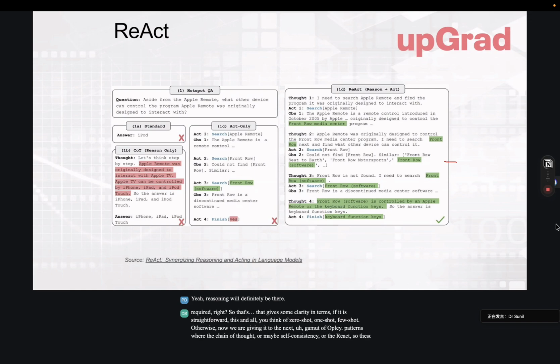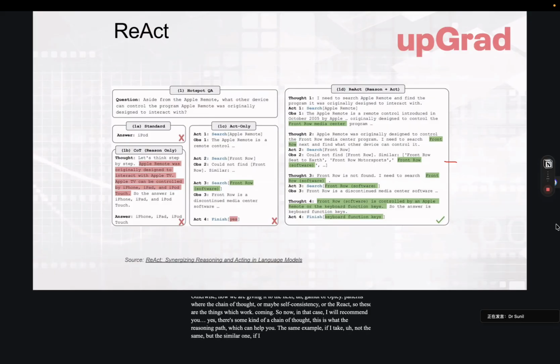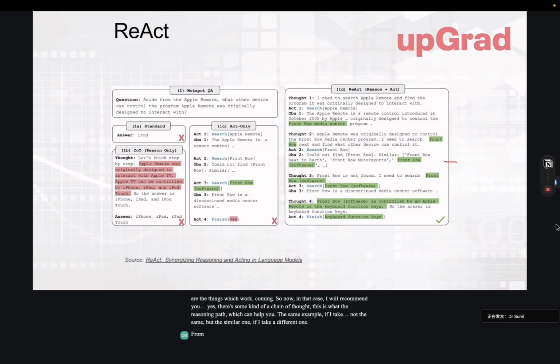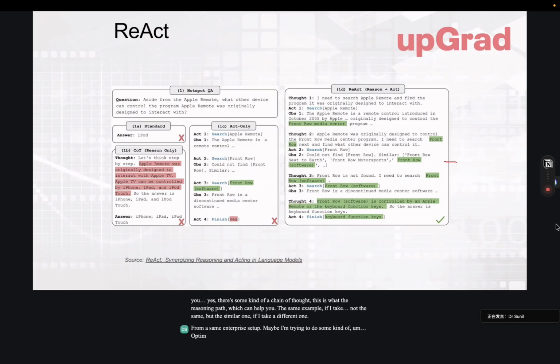So these are the things which you are coming across. So now, in that case, I will recommend yes, there is some kind of a chain of thought. This is the reasoning path which can help you. The similar example, if I take a different one from the same enterprise setup, maybe I'm trying to do some kind of optimal stock routing during, let's say, supplier delays. Now, let's take a realistic one.